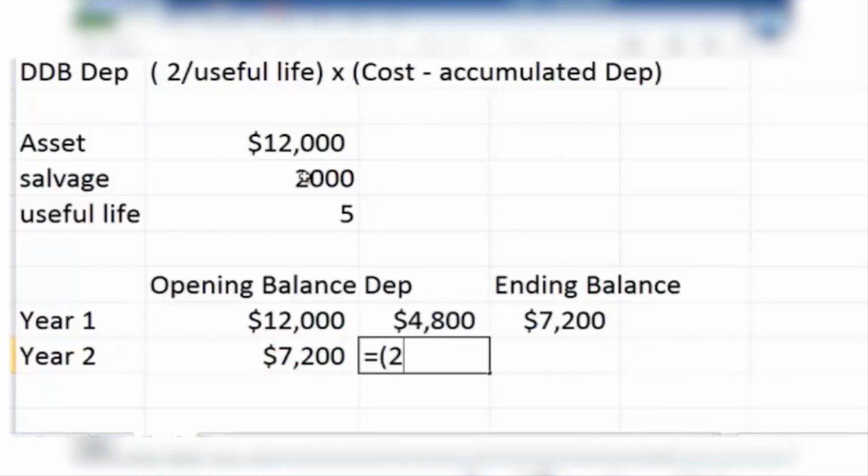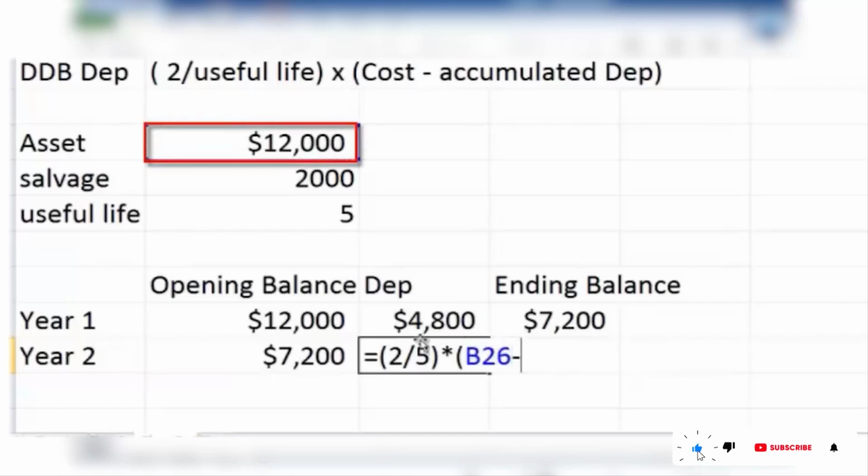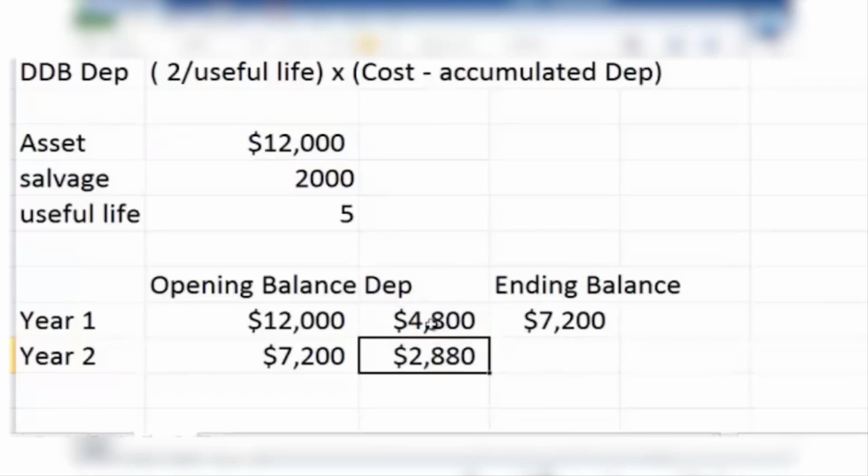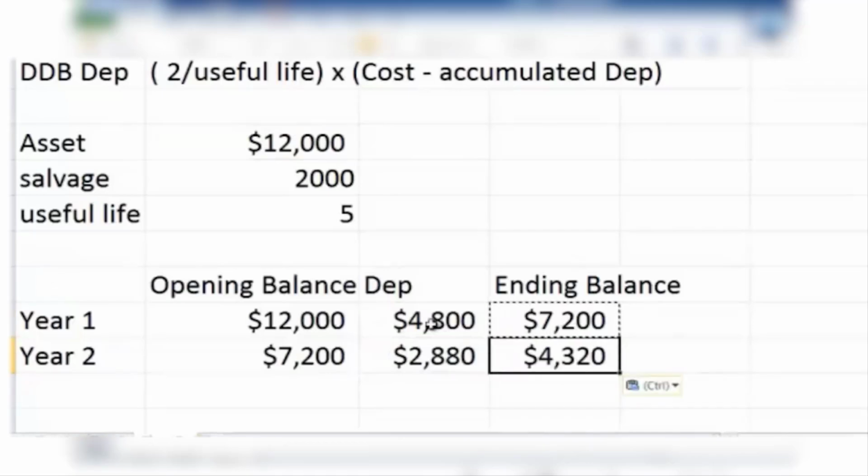This will be in year 2, 2 divided by 5 again, multiplied by, bracket open, this is the cost minus your depreciation value. The accumulated depreciation till date is 4800, so you can add this up. So you get 2880 as the depreciation expense for year 2. So what is your ending balance? Your ending balance comes out to be 4320.